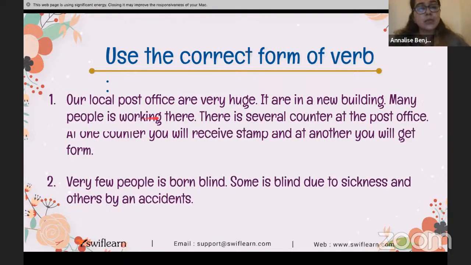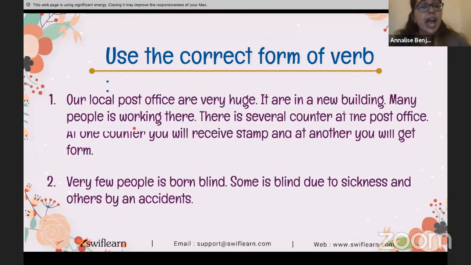Many people is working there. Many people, what will you change over here? Are, very good, are working there. Very good. There is several counter at the post office. What will you add over here? There are several counters at the post office because you're talking about many counters, right? So it's going to be counters, plural with an S. Very good, Santoshi. Very good, Lakshay.